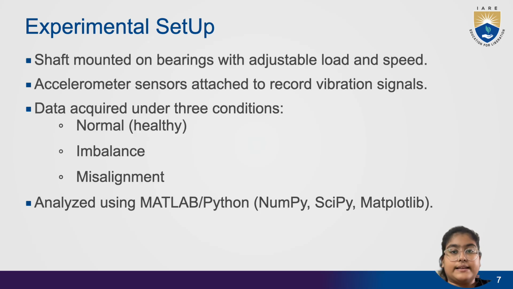The system can be tested under three conditions: normal, also known as healthy, imbalance by adding mass to one side, and misalignment by slightly altering the coupling. Vibration signals are then processed and analyzed using MATLAB and Python, particularly with libraries like NumPy, SciPy, and Matplotlib for statistical computation and visualization.